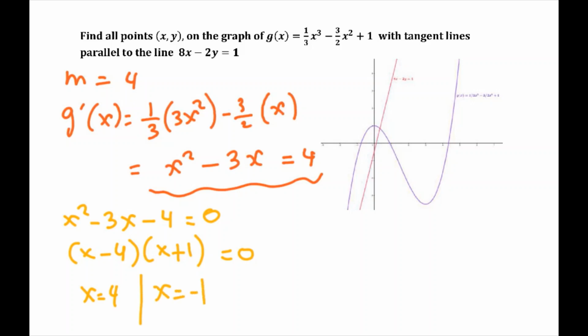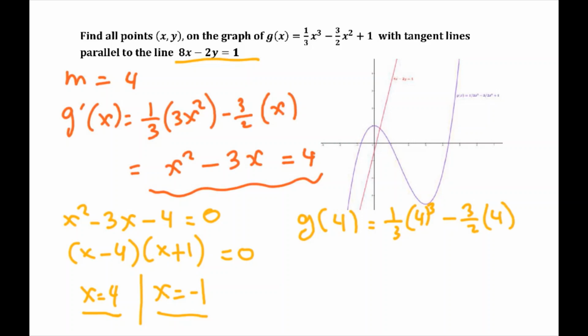Now we know there are 2 points at which the tangent line will be parallel to the line 8x minus 2y. We know the x coordinate, so we need to find the y coordinate by substituting into the function g of 4, and that's going to be equal to negative 5 over 3. So the first point is (4, negative 5/3).